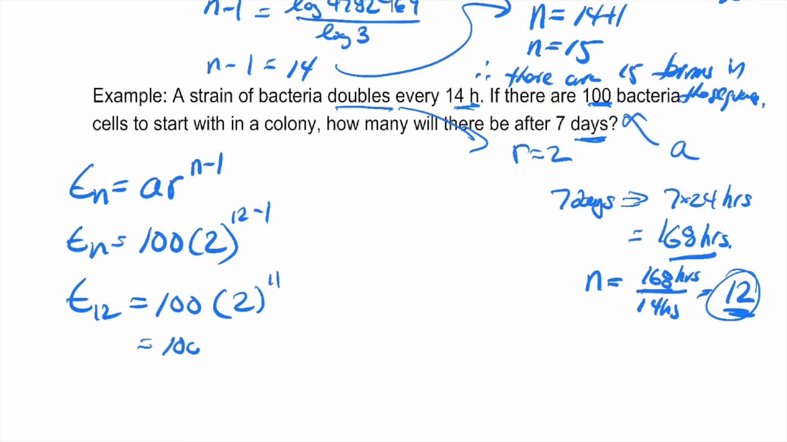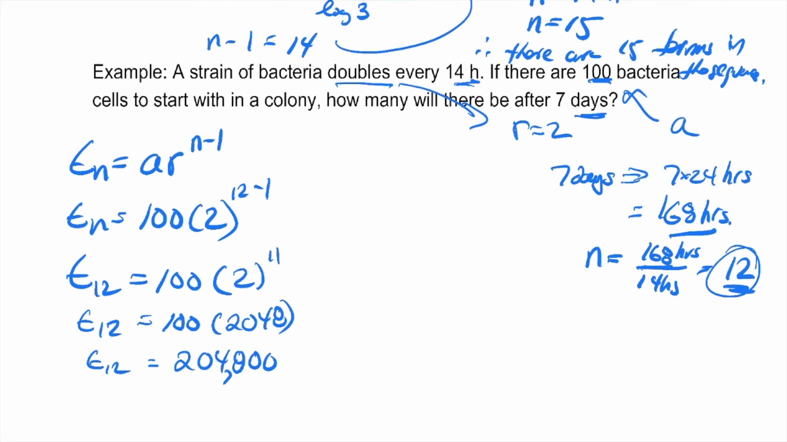That's 100 times 2 to the power of 11. Well, 2 to the power of 10 is 1024, so 2 to the power of 11 is going to be 2048. That means T of 12 is going to be 204,800. So after 1 week, or 7 days, that's how much bacteria we're going to have.